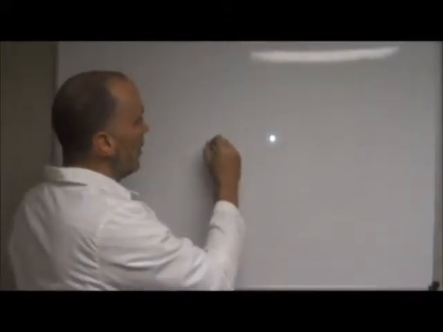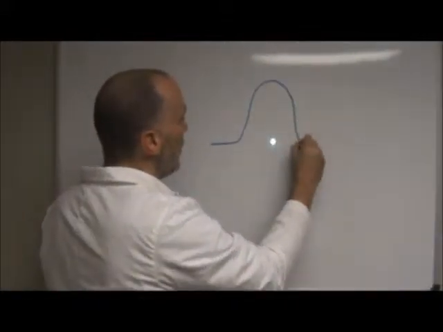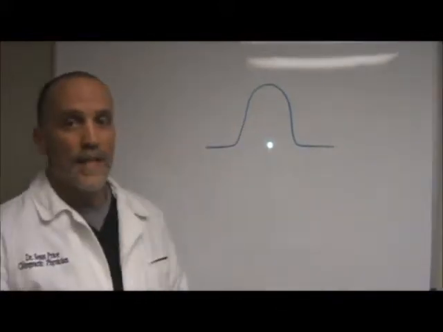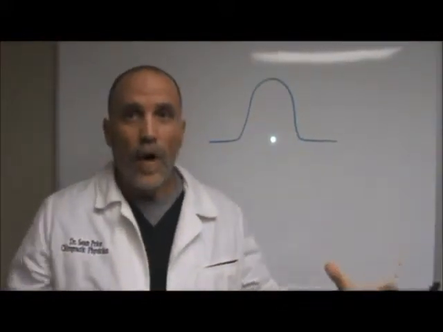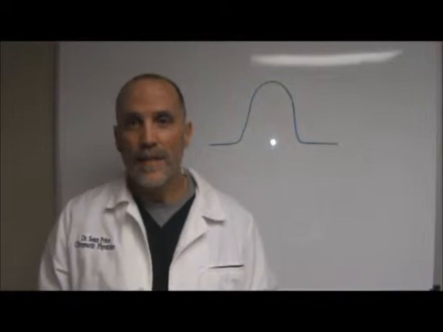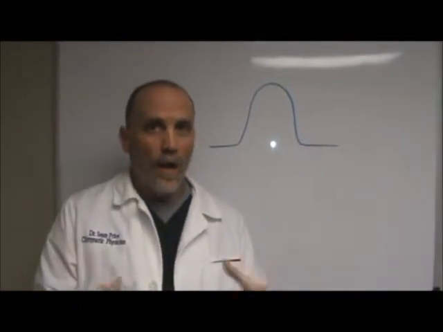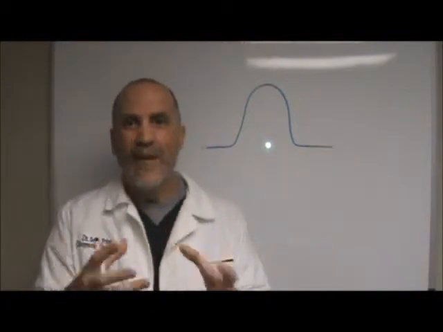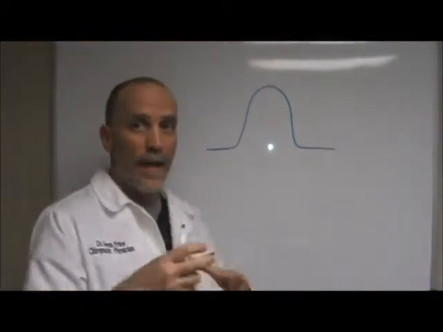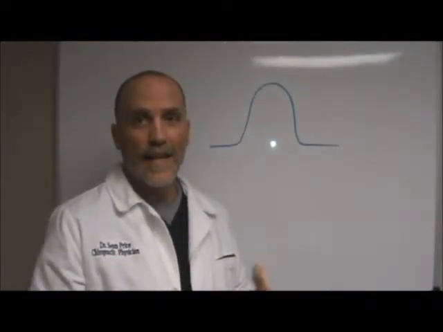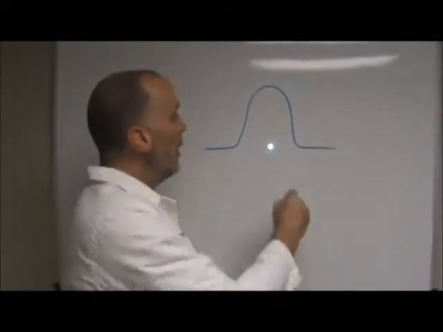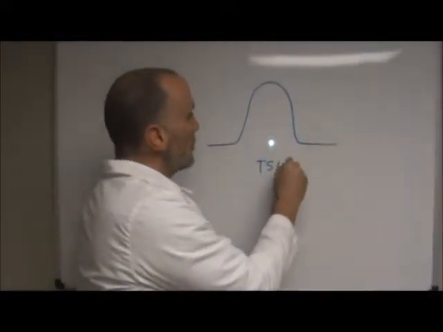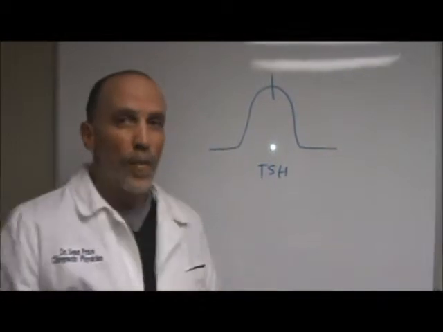So basically, the way that the lab works is they take a collection of all the patients that come in and get lab tests done. Then they take all that data, that pool of information, and they'll determine what the average is for that specific lab value. So we'll talk about TSH, which is thyroid stimulating hormone. So they'll determine what that point is.